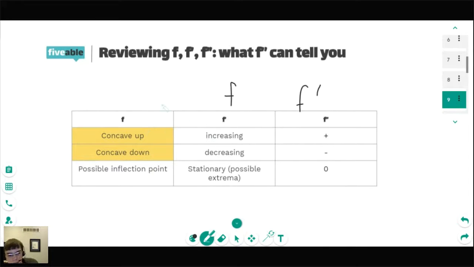And so that will be able to tell us this new layer of what happens with the function f. We can see when f double prime is positive and the derivative is increasing, the function is concave up. And when f double prime is negative and the derivative is decreasing, it's concave down. Then we have a possible inflection point.